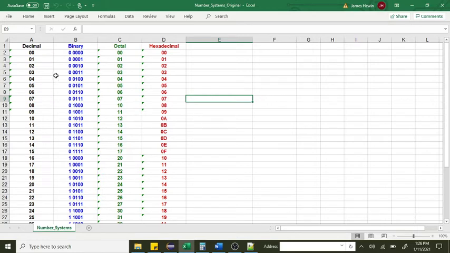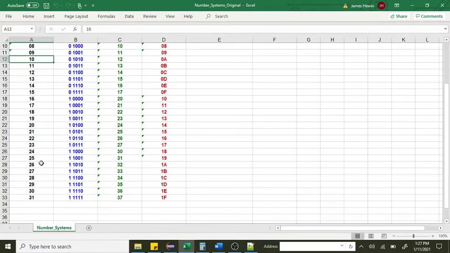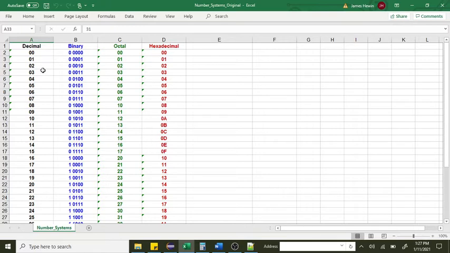The one that you're probably most familiar with is the decimal number system, and we all know how to just count sequentially. So if we look over here in the decimal column, you can see that we go 0, 1, up to 9, and then 10, so on and so forth. So I'm counting up to 31 in this example.